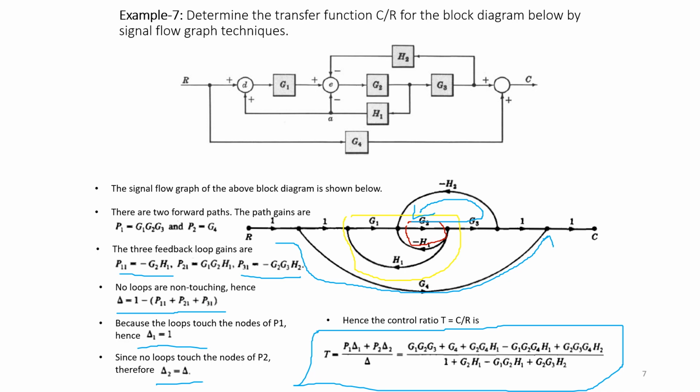Delta value itself we are taking. So G2, G4, H1 minus G1, G2, G4, H1 plus G1, G2, G3, H4, H2 divided by delta. So this is the transfer function that we have got for the given block diagram.